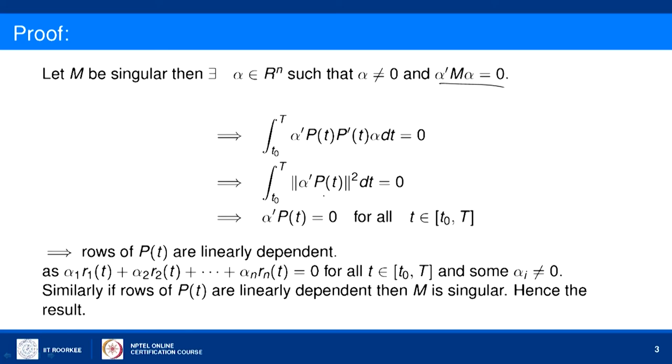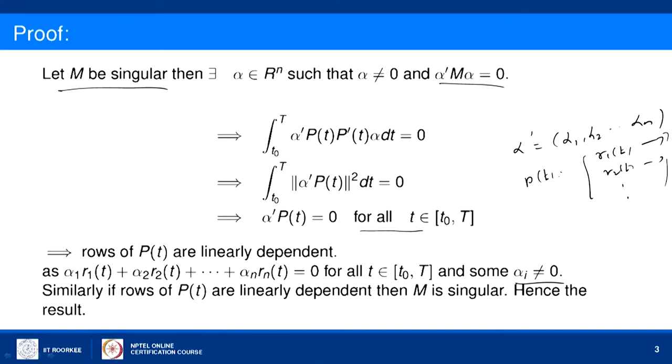It implies that the function inside the integral, alpha' P(t), is equal to 0 for all t. So this implies the rows of the matrix P(t) are linearly dependent. If you write alpha' as the row vector alpha 1, alpha 2, ..., alpha n, and multiply the matrix P(t), whose first row is R1(t), second row is R2(t), etc., we get alpha 1 times the first row plus alpha 2 times the second row, etc., equal to 0 for all t. Since alpha is a non-zero vector, not all the alpha i's are zero. So if M is singular, the rows of P(t) are linearly dependent.